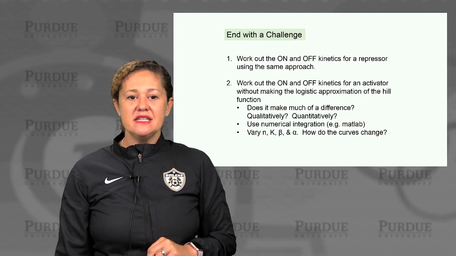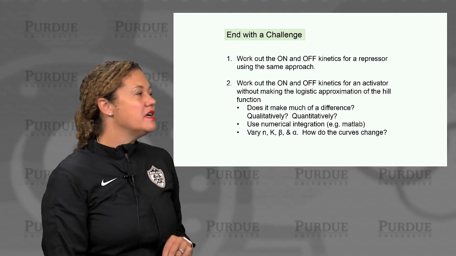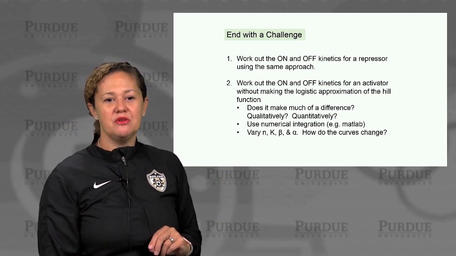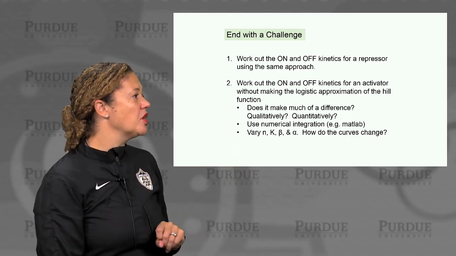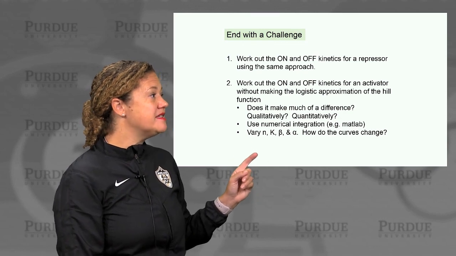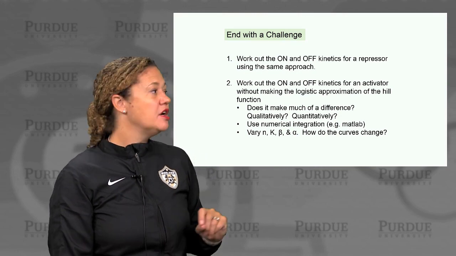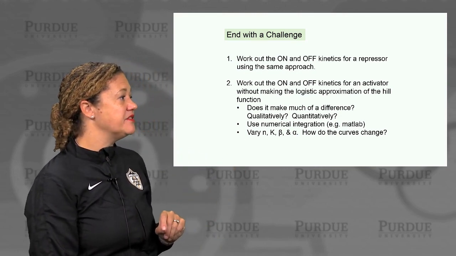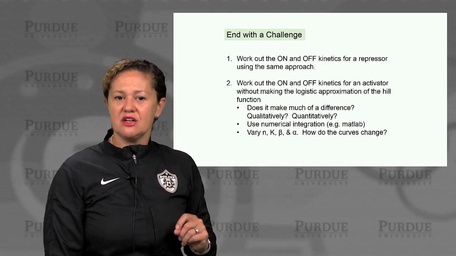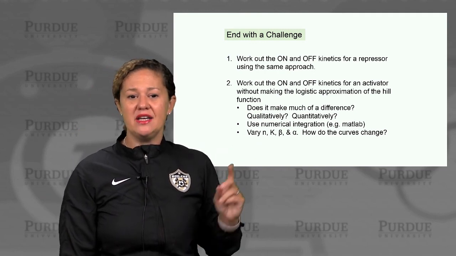So we'll end this lecture today with a challenge. Your homework is, first, to work out the on and off kinetics for a repressor using the same approach. And second, see if you can work out the on and off kinetics for an activator as we did today, but this time without making the logistic approximation of the Hill function. And ask yourself, does it make much of a difference, either qualitatively or quantitatively? So this is testing ourselves: is the approximation that we made fair, and is it useful?